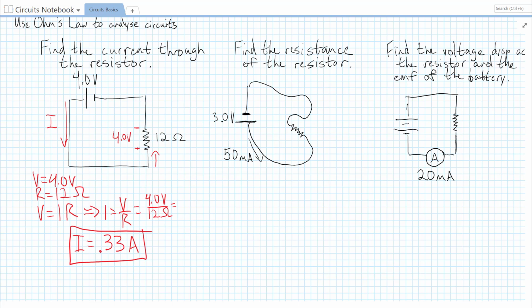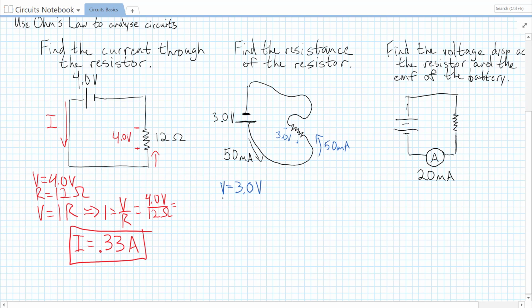Pretty straightforward. V equals IR. I'm going to use blue for the next circuit. Next we need to find the resistance of this resistor. We're given the voltage of our circuit, or the EMF, so our voltage is 3.0 volts. 3.0 volts here means we drop 3.0 volts at our resistor as well. So 3.0 volts, plus minus. And we also know that the current is the same as we go around the circuit. So the current through our resistor is also going to be 50 milliamps.